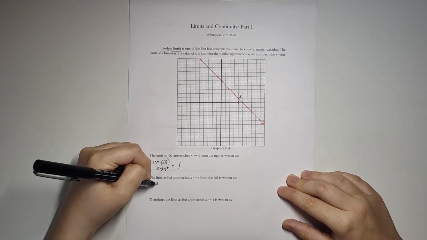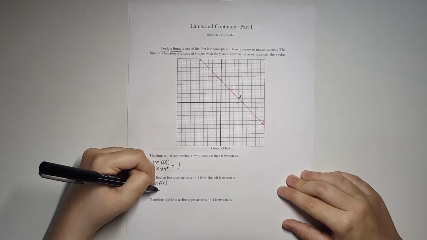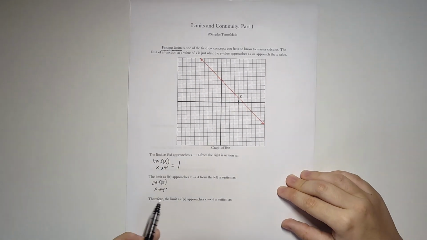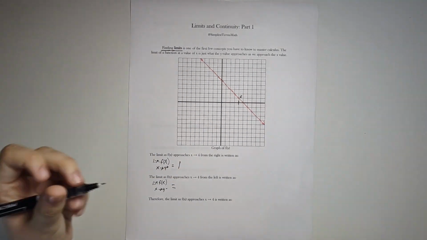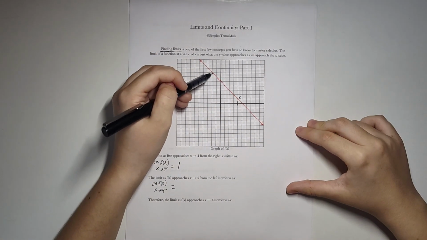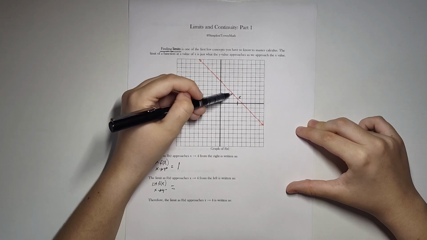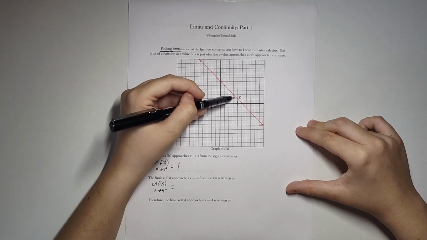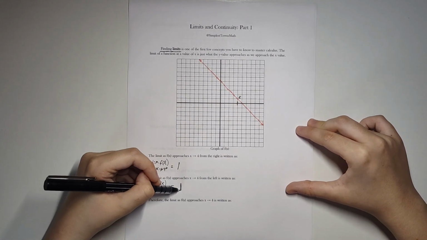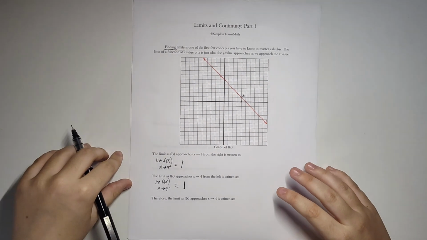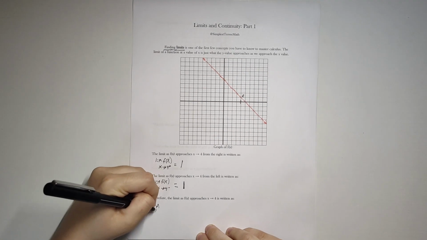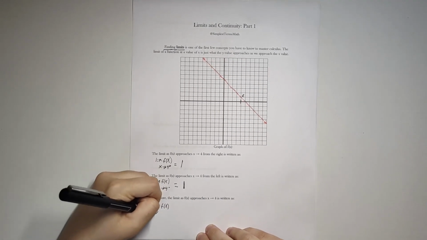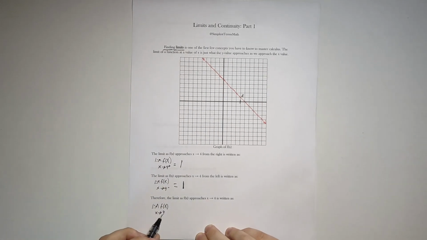So the limit of f of x as x approaches 4 from the right is equal to 1. What about the limit of f of x as x approaches 4 from the left? So the only thing different here is now is from the left, so our superscript becomes a minus. Well, starting from the left, closer and closer we get to x equals 4, the closer we get to y equals 1, right? It's the same. So, therefore, the limit of f of x as x approaches 4 is written as limit f of x approaches 4, there's no superscript this time, equals 1.